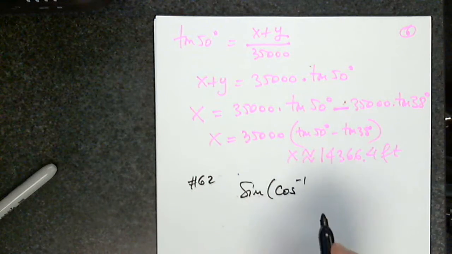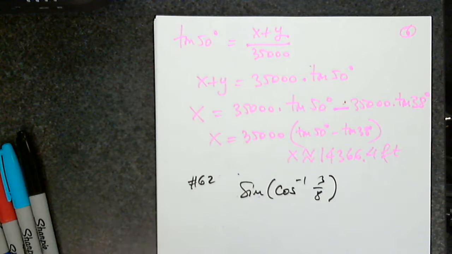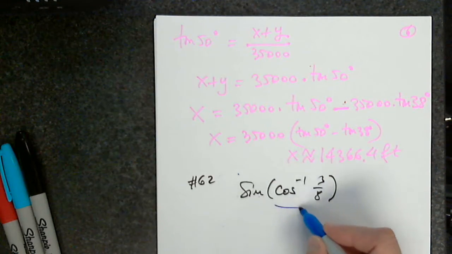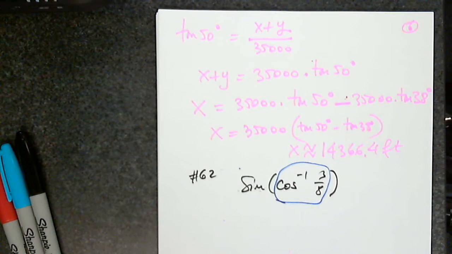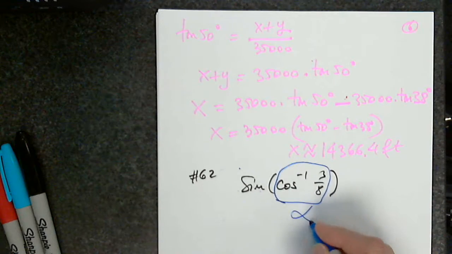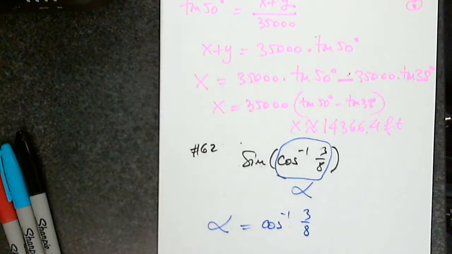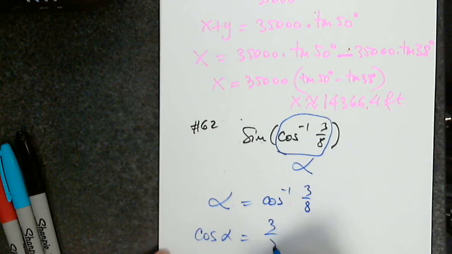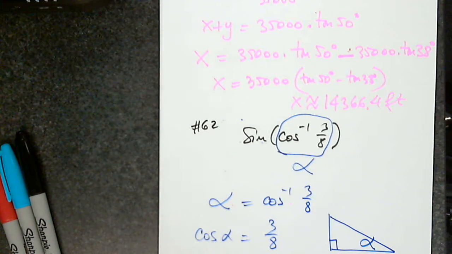Sine applied to cosine inverse of 3/8. How do I start this? Well, I have to think in terms of the fact that this is an angle. So alpha equals cosine inverse of 3/8, and I have to apply cosine to both sides. So cosine alpha equals 3/8. And then I draw my triangle. It's a right triangle with an acute angle alpha.